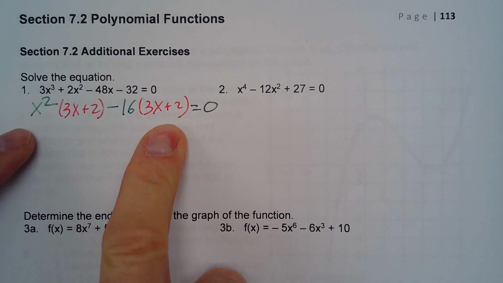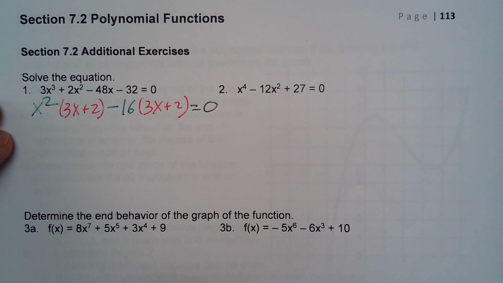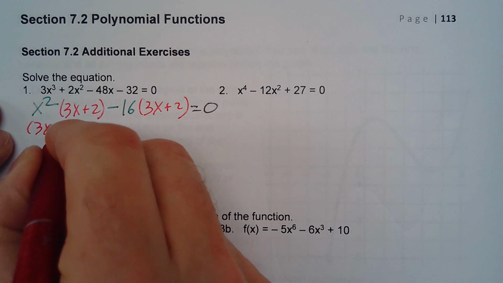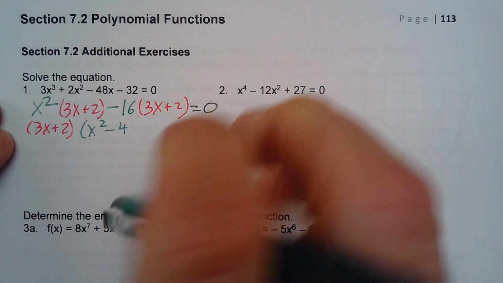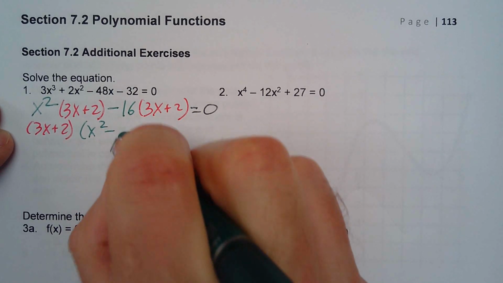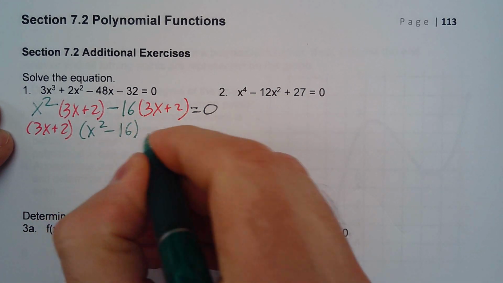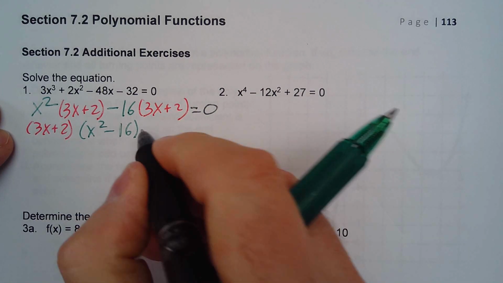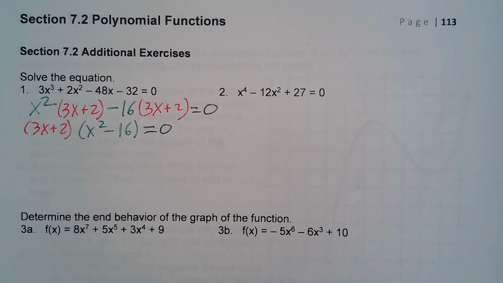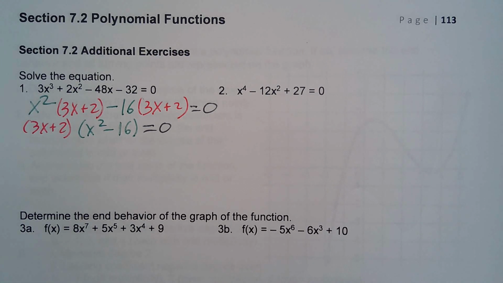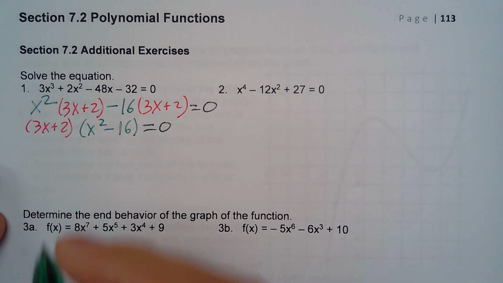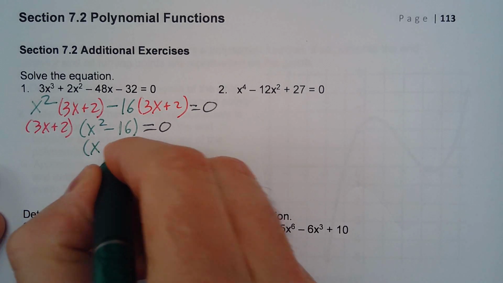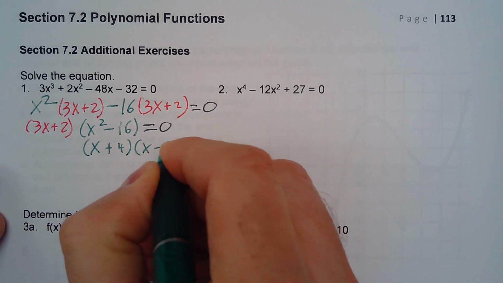And now we're going to factor out the 3x plus 2. My leftovers are x squared minus, oh sorry, my brain jumped ahead, minus 16. And now that x squared minus 16, we can break that down using a difference of squares into x plus 4 times x minus 4, excuse me. Can't seem to speak today. My apologies.